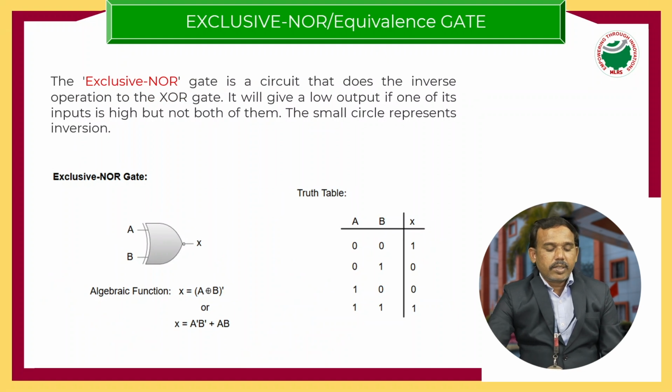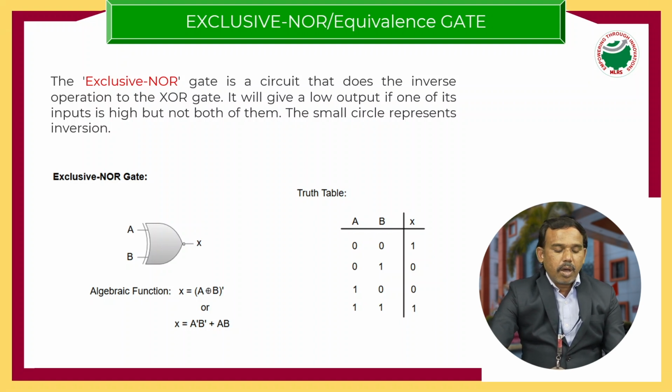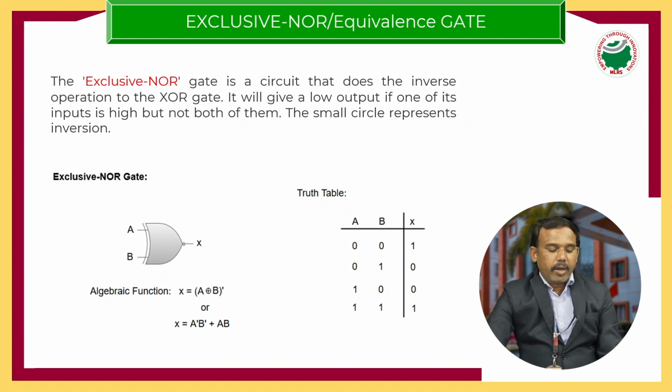And the next, last one, is the exclusive NOR gate, a circuit that does the inverse operation of the XOR gate. It will give a low output if one of its inputs is high, but not both of them. The small circle represents an inversion.